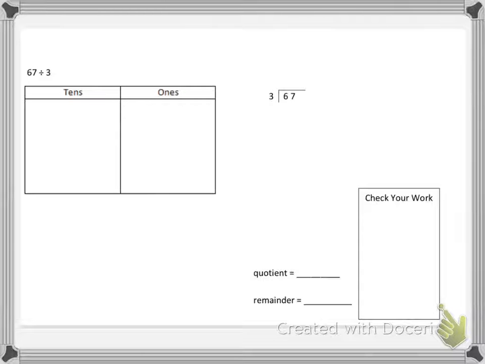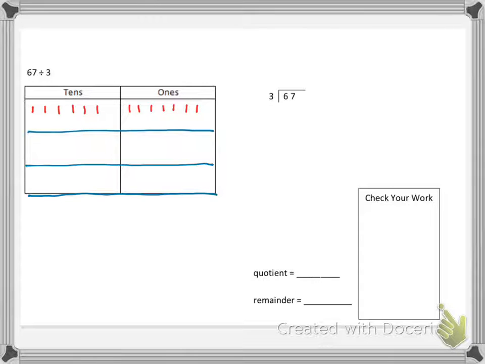So let's split up 67. So we've got 6 tens. 1, 2, 3, 4, 5, 6. And we have 7 ones. 1, 2, 3, 4, 5, 6, 7. Good. And now we are going to break this up into 3 equal groups. So let's put that there. So we've got 1 group, we've got 2, and we now have 3. And why am I making this into 3 groups? Because it's dividing by 3.